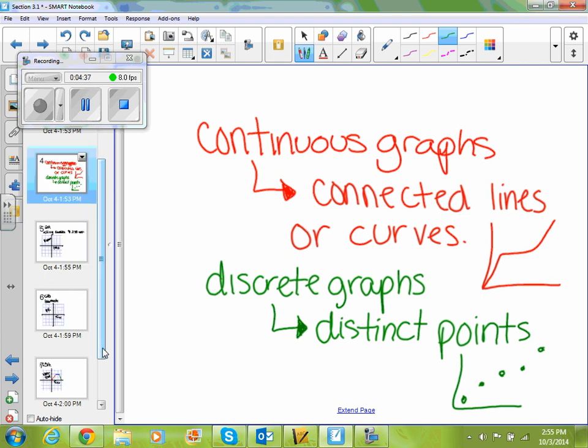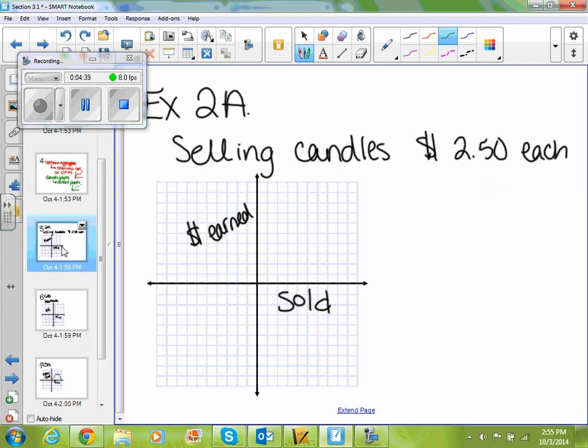Okay, so let's keep looking at graphing from word problems. If I look at 2A, it says Simon is selling candles to raise money for the school dance. For each candle he sells, the school will get $2.50. He has 10 candles that he can sell. So we're going to graph that, okay?